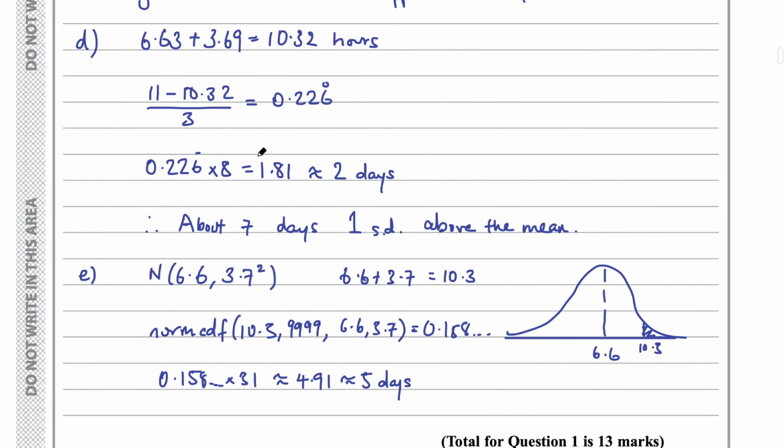So using our data, we got about 7 days, one standard deviation above the mean. With Helen's model, we got about 5 days. So that's quite a big difference. 5 is less than 7, and you could use the decimal numbers there to give a bit more accuracy. But 5 is less than 7, so therefore the model might not be suitable. Just fitting my answer in there, and that was question 1 for a total of 13 marks.